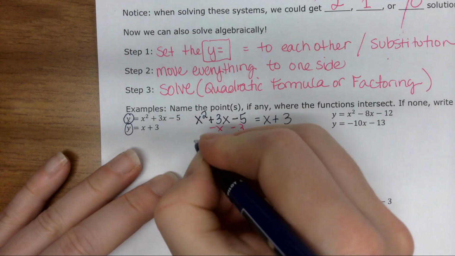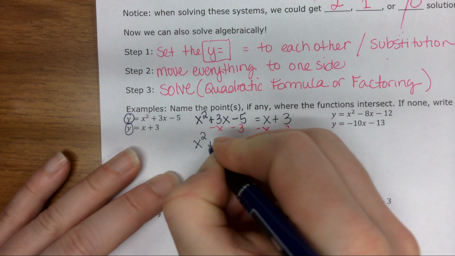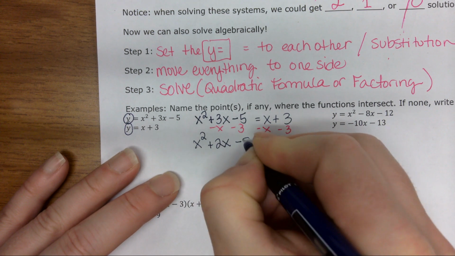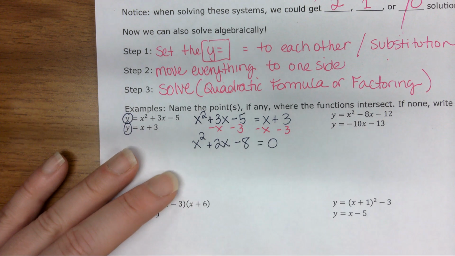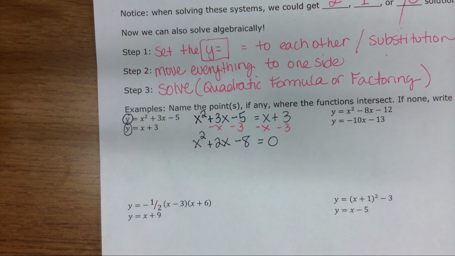We have x squared plus 2x minus 8 equals 0. Okay. Let's see here. How do you like to solve equations? You like quadratic formula? Does anybody really like factoring in here? That makes me so sad. All right, let's run it through quadratic formula.